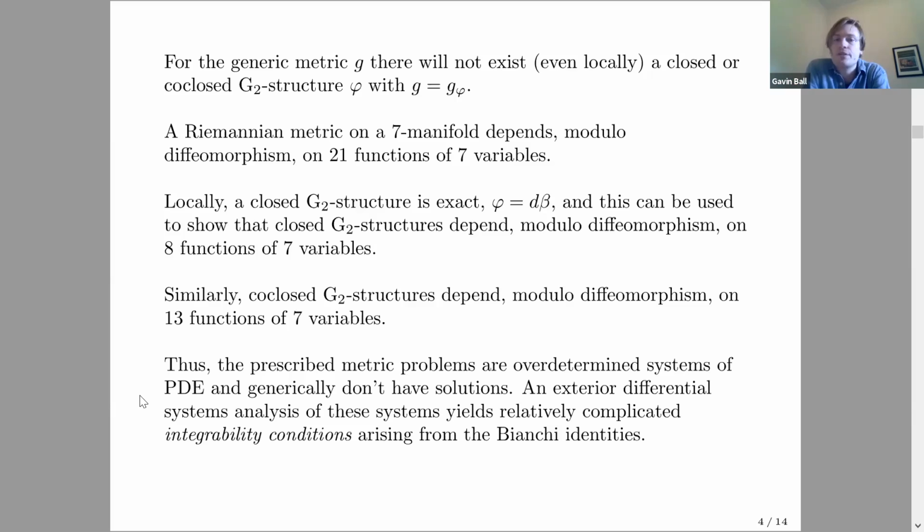Generically, it won't have solutions, and you can run this exterior differential systems analysis, and you get relatively complicated integrability conditions that arise essentially from what you might call the Bianchi identities of the metric. And we'll see an example of that later on when I focus on closed G2 structures, but I just want to say that these problems, from the point of view of exterior differential systems, turn out to be quite hard. You could think of them as analogs maybe of isometric embedding problems in the overdetermined region where the codimension is relatively small, or of the prescribed Ricci curvature problem for a metric.